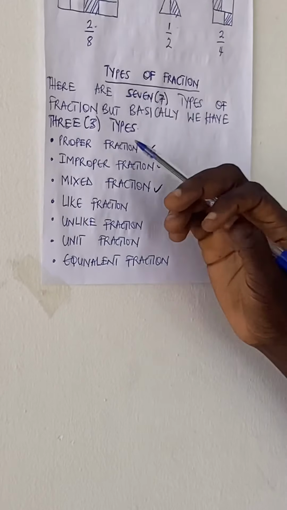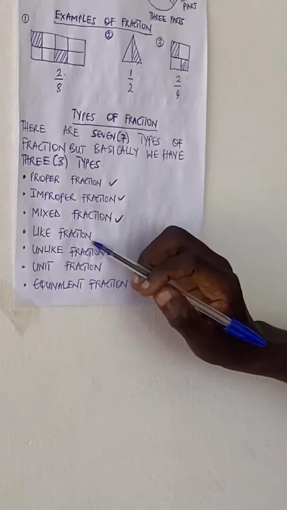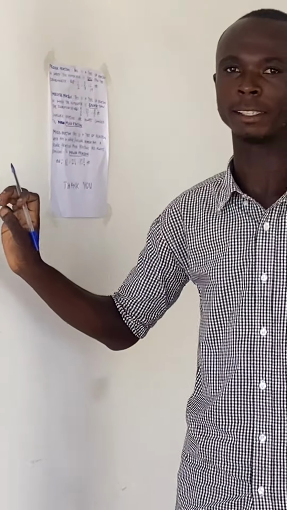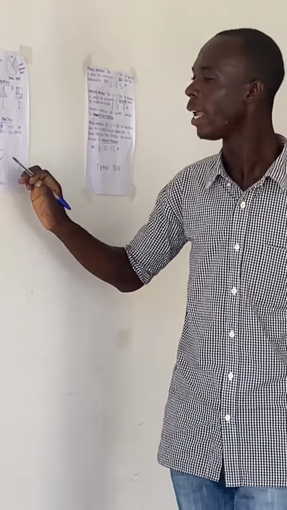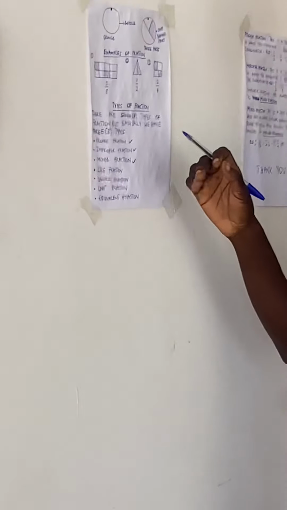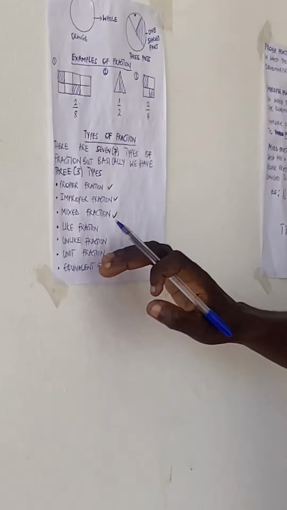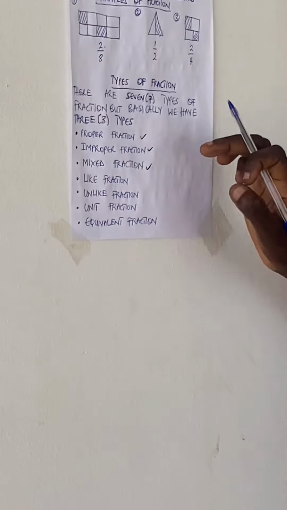That's proper fraction, improper fraction, and mixed fraction. Let me start with like fraction. When I talk of like fraction, this is a type of fraction which has the same denominators. Like example, I have 1/4 and 2/4. You see, we are having different numerators, but same denominators. This means it's a like fraction.